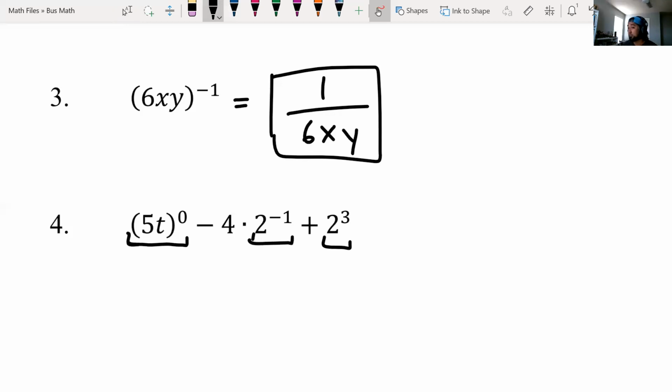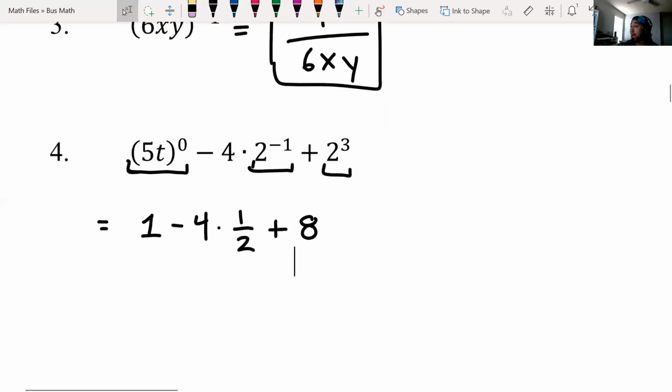and this term first. So 5t to the 0th will become 1 minus 4 times 2 to the negative 1 becomes 1 over 2 plus 2 cubed. 2 cubed means 2 times 2 times 2, which is going to be 8.